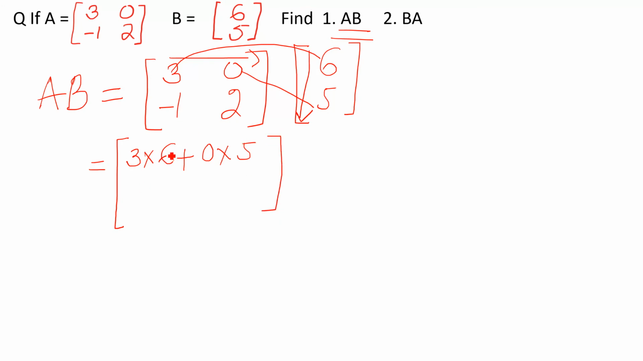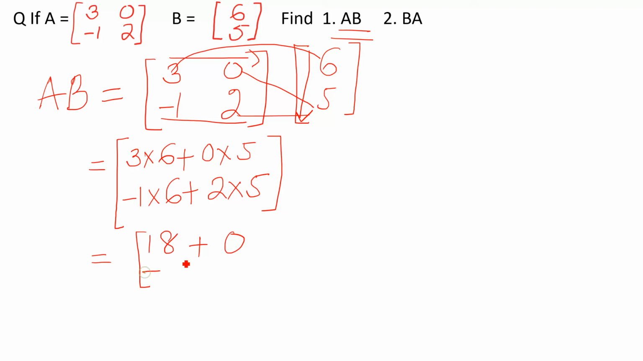Come here. The second line is, now this row you have to multiply with the same column. So -1 you have to multiply by 6, and then positive sign, 2 multiplied by 5. And then we will simplify it. 3 times 6 is 18 plus 0, -6 plus 10. So it is equal to 18 and then 4. This is your AB, right? Our AB is 18 and 4.